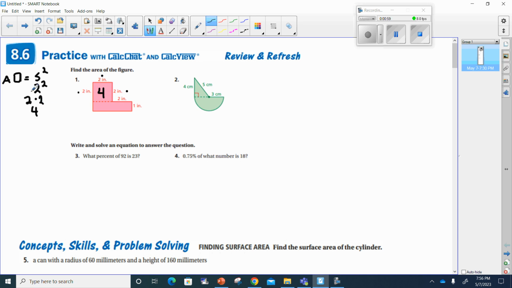And that makes sense even if you say that the area is length times width, which is all rectangles and squares. It's still going to get 4.